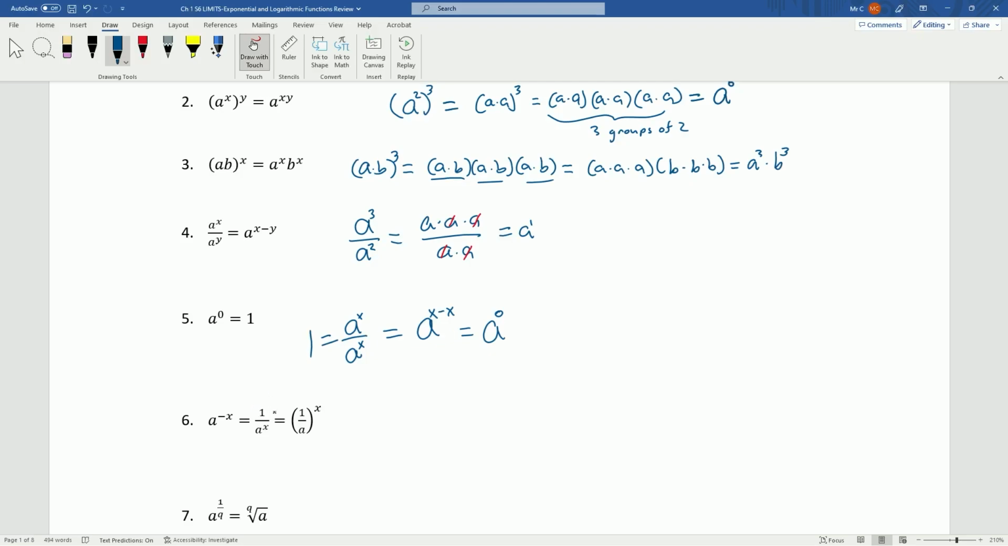Now here we've got another rule, that a to the negative x power is equal to 1 over a to the x. And again, that's a pretty straightforward one, but we'll do it in the opposite direction. 1 over a to the x. Well, 1 we just saw was the same thing as a to the 0. And then if I use my quotient rule, this gives me a to the 0 minus x, but that's the same thing as a to the negative x. So in other words, 1 over a to the x equals a to the negative x.